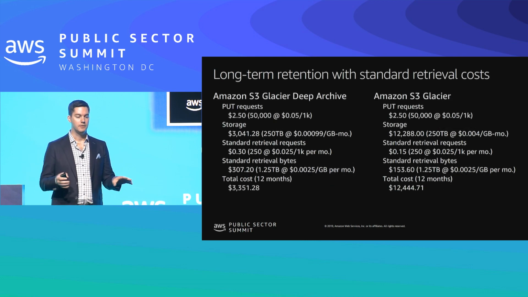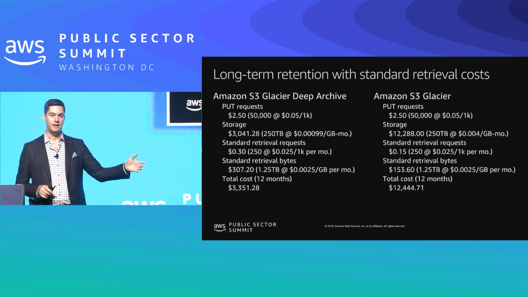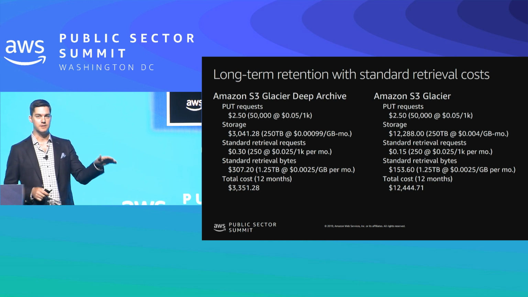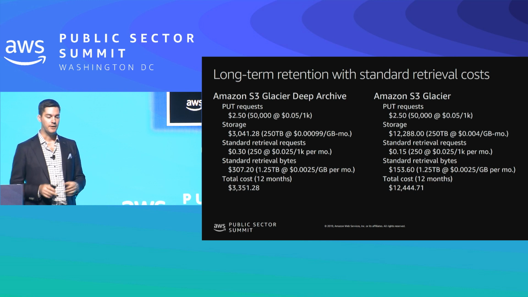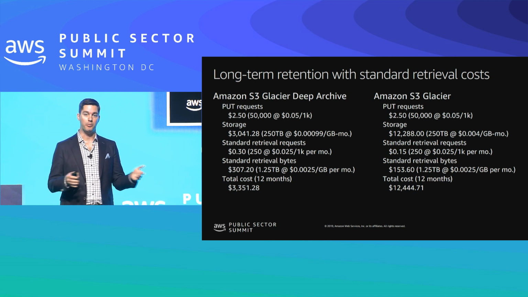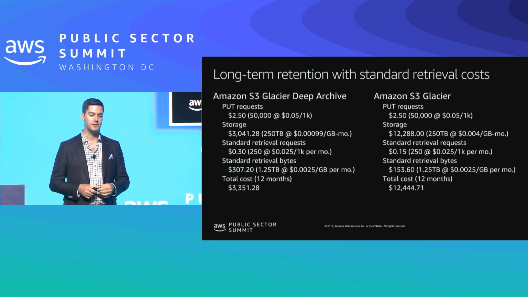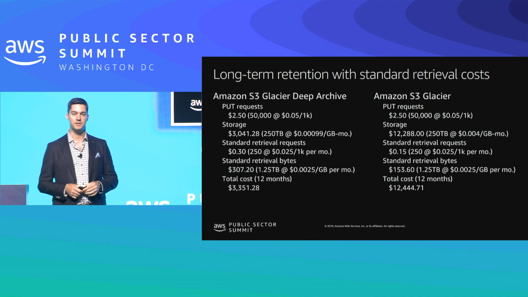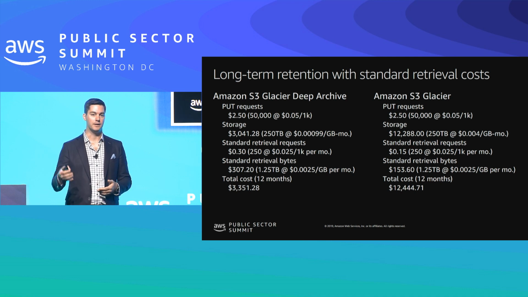So just to map out the total cost for 12 months and compare Glacier to Deep Archive, you'll have a put request, assuming this comes directly into the storage class. You'll have 12 months of storage at the appropriate storage charge. I should step back and say these are costs for our large US regions, so Northern Virginia, Oregon, Ohio.